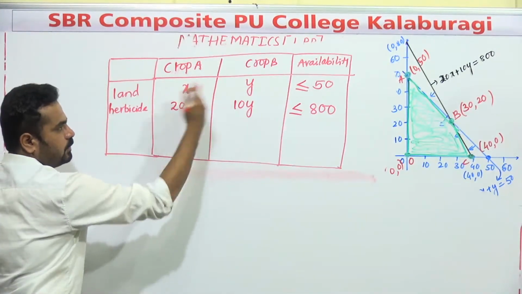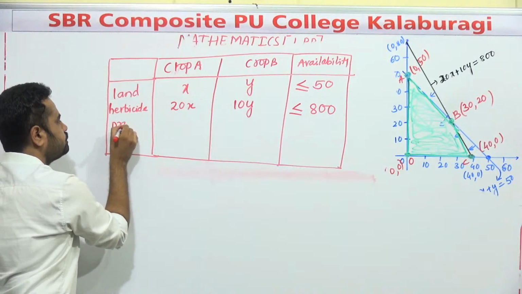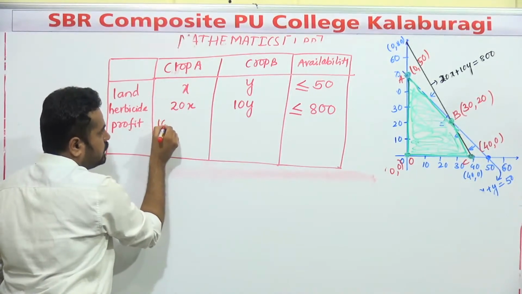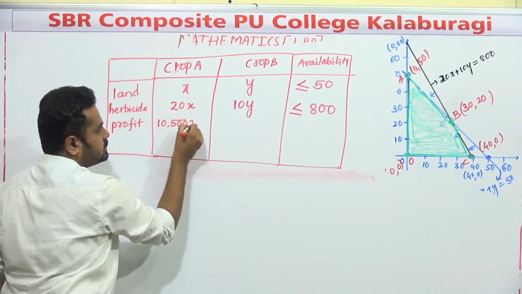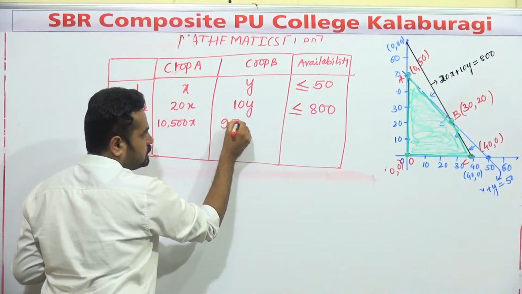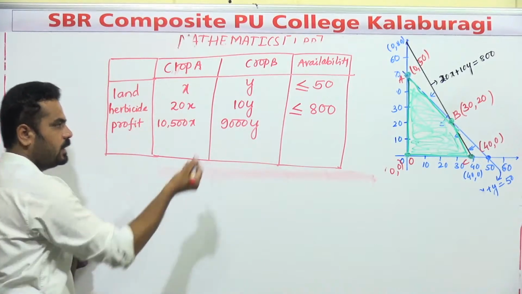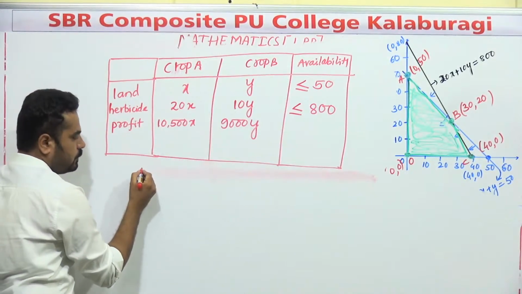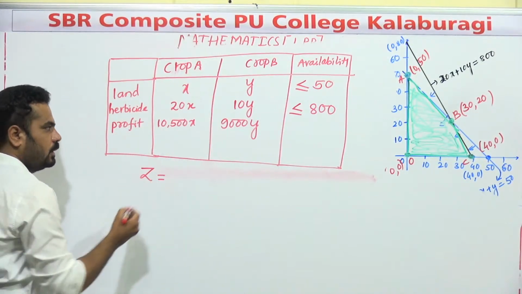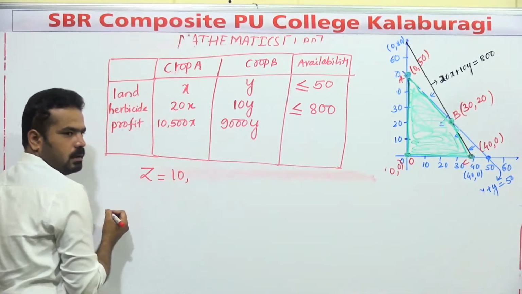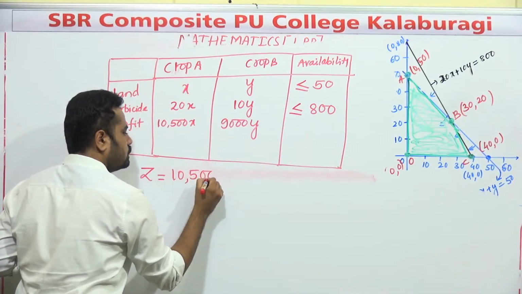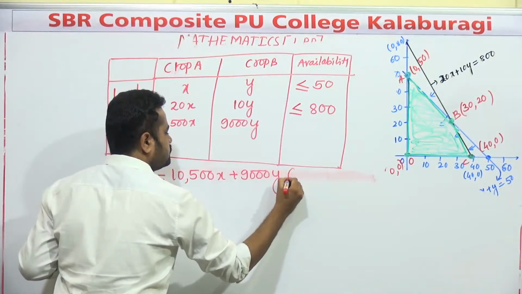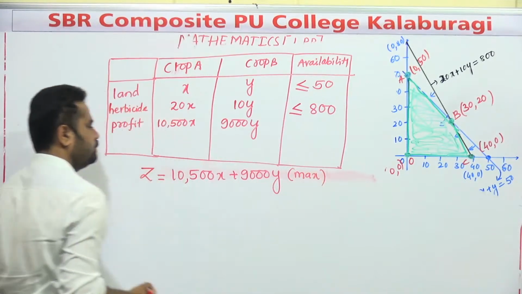After that, what is given? They have given the profit of these two. What is the profit of crop A per hectare? 10,500, because we are using X. Here it is 9,000. This is not restricted. Here, what do we have to maximize? We have to maximize the profit. Therefore, take Z equal to 10,500x plus 9,000y. And this we have to maximize. This is our objective function.